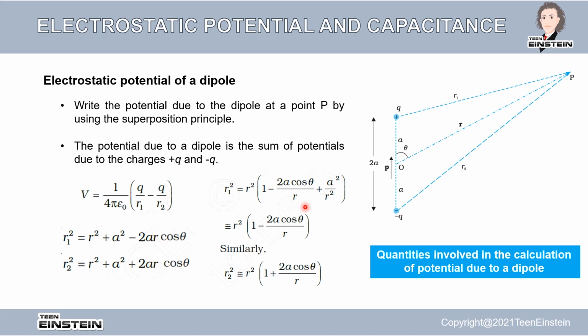In this case we are going to ignore the term A squared by R squared, because A is very small compared to R. R is the distance between the center of the dipole and the point P, and A is the separation between the charges of the dipole. Since A is extremely small compared to R, we are ignoring this coefficient. Then we get R squared into 1 minus 2A cos theta by R. Similarly, if we do the same thing for the other equation, we get R2 squared equal to R squared into 1 plus 2A cos theta by R.